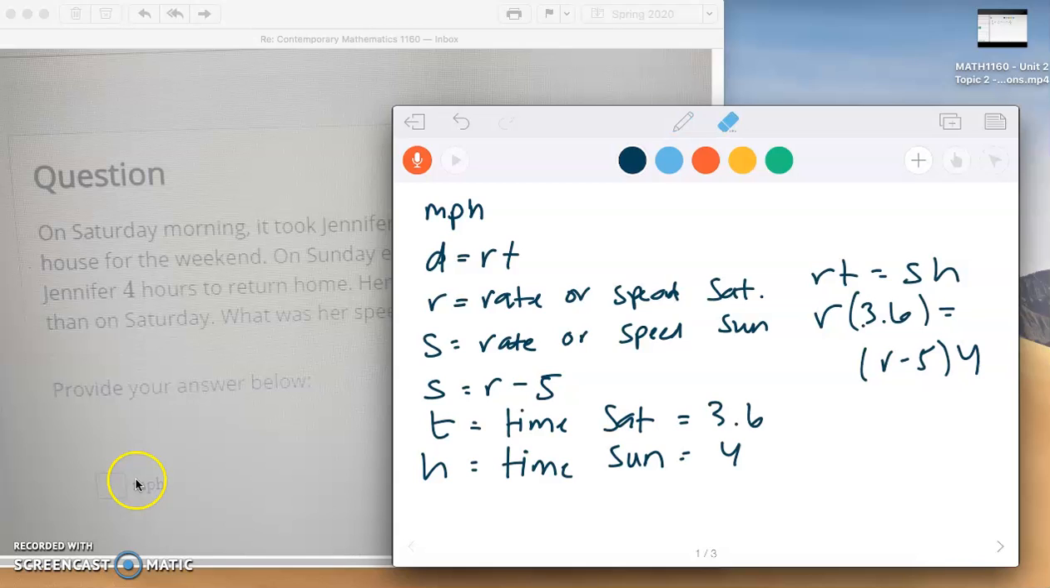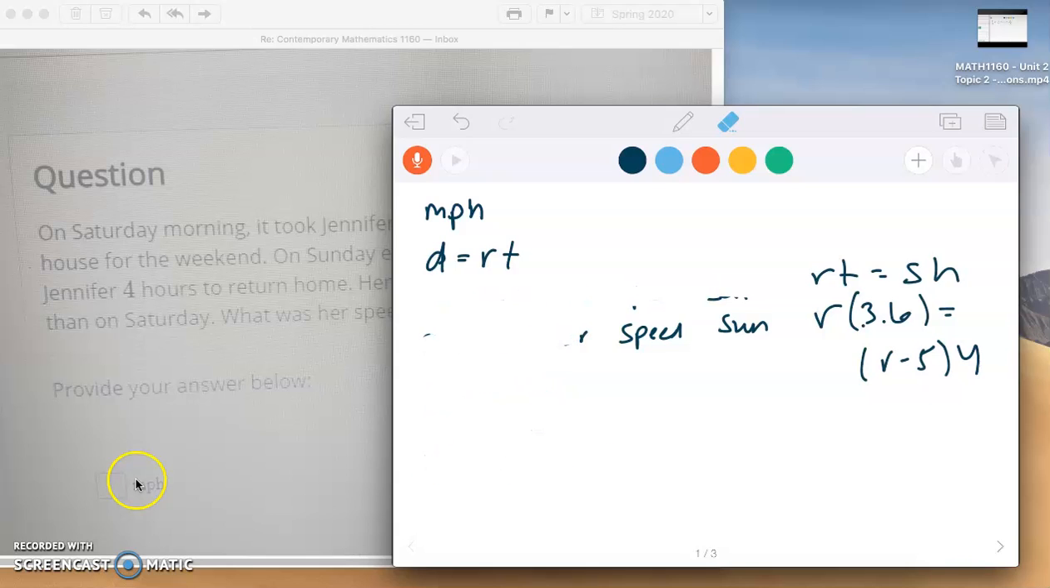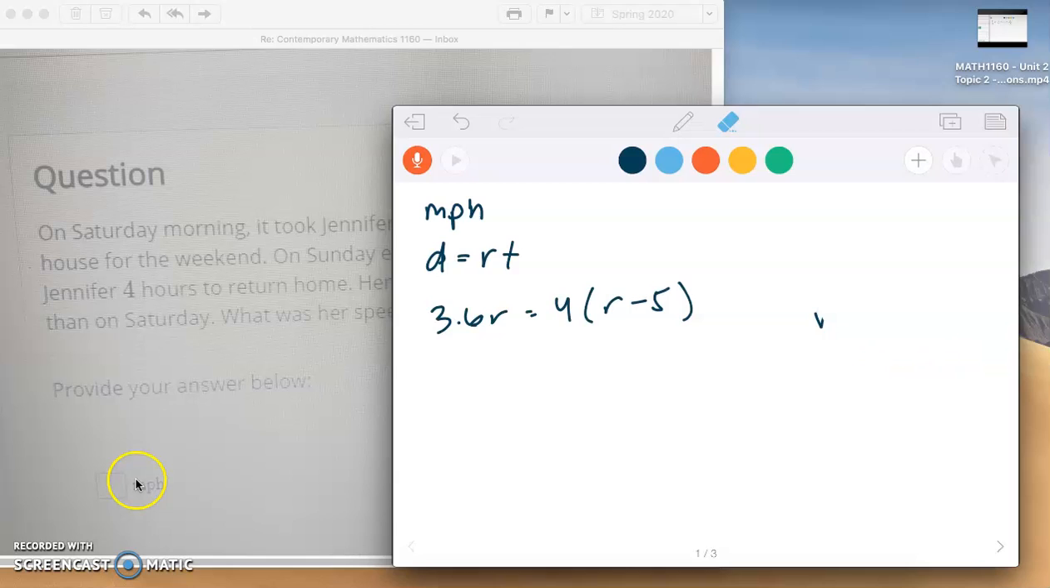I just need to erase some of these. This one I think was just hard to set up. Once you get it all set up, it's not bad, but I just needed a little bit of room over here, so I'm going to rewrite it a little bit cleaner. So we have 3.6 times R equals 4 times R minus 5. Again, here's our rate times time for Saturday, and this is Sunday, because the speed was 5 miles per hour slower on Sunday, and the time was a little bit more increased.